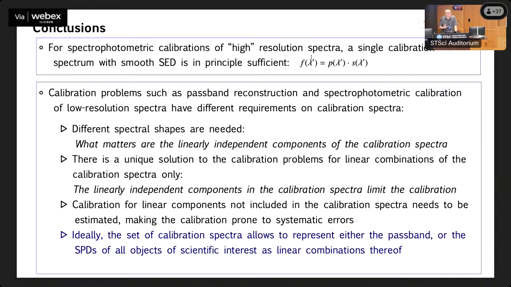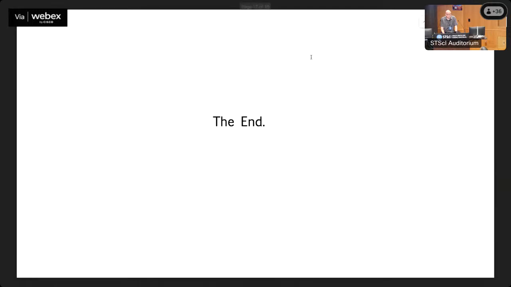Or at least to have the possibility to represent all the spectra you're scientifically interested in as a linear combination of your calibration sources. Then the orthogonal component doesn't matter anymore, which is, of course, wishful thinking. You will never get this, but you should try to get close to it at least. So the basic message is that a variety in the calibration spectra is mandatory, and the more linearly independent components you have in there, so the higher the dimensionality of the space spanned by your calibration spectra, the better your calibration will in the end come out in such problems. And that's the end.